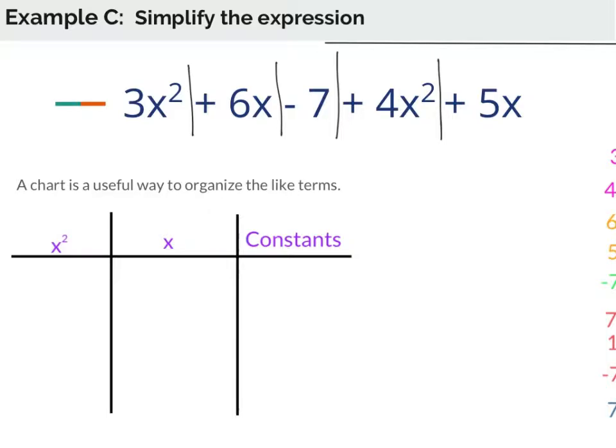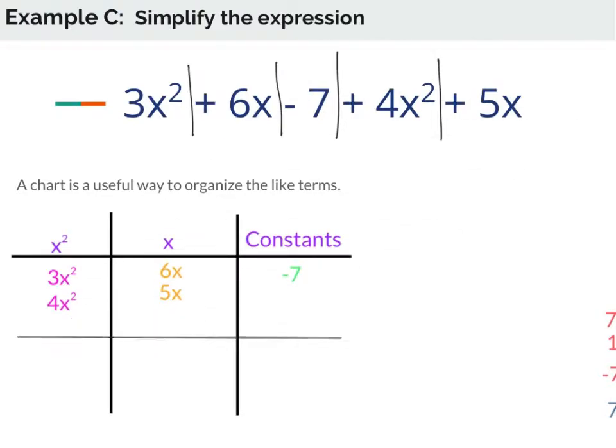So now let's go through and place them in the different categories. 3x squared, that's going to be an x squared. 6x, that'll be under x's. -7, that's going to be a constant. Plus 4x squared, that's going to be in the x squared. Plus 5x, that's going to be in the x's. So now I've gone through all 5 terms, so now it's time to combine. 3 plus 4 is 7, or 7x squared. Don't forget the variable. 6 plus 5 is 11x, and that -7 has nothing to combine with, so it's just going to be -7.